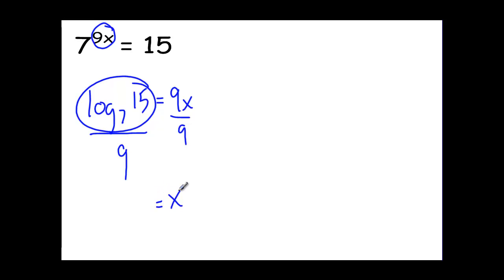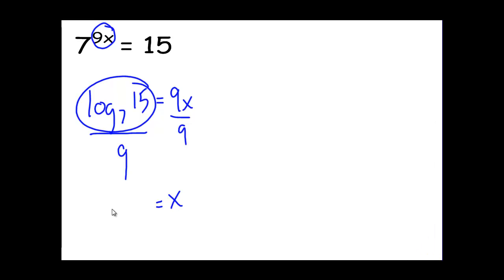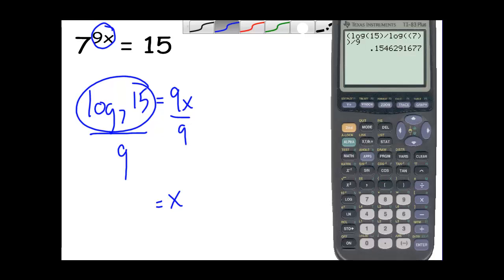Okay, so if I'm going to put it in my calculator, how I would type it in would look something like this. I'm going to do log of 15 divided by log of 7. So that's the top. And then I'm going to divide it by 9. And there's my value. And what was it again? It was 0.15.